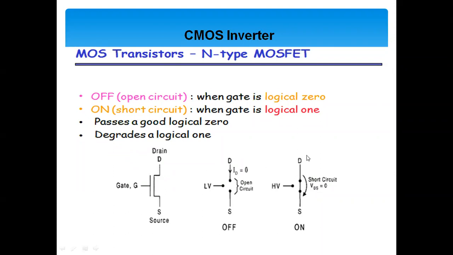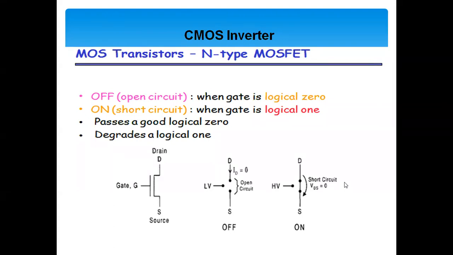In between these two conditions, this off condition, whatever the value of 0 it will pass towards the output, it will be good, or it can pass good logic 0. And when it is short circuited, it will pass the degraded logic 1. That means suppose 0 volt is logic 0, and 5 volt is logic 1. Because of its natural property of being a normally off transistor, it can pass the good logic 0.